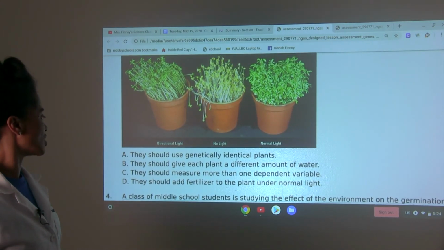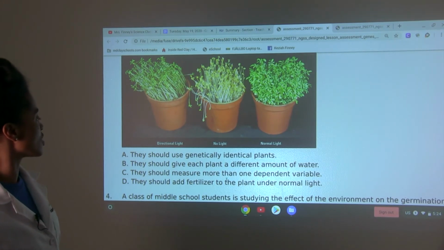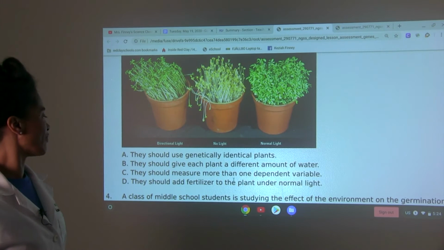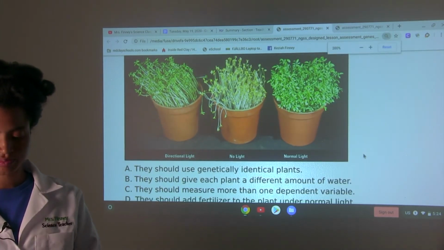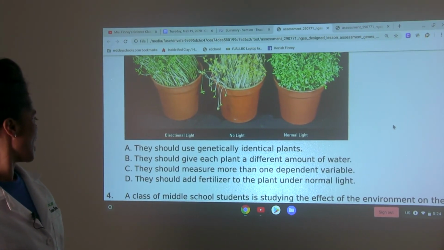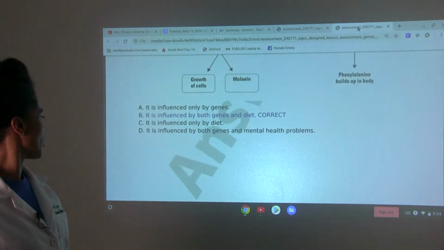A, they should use genetically identical plants. B, they should give each plant a different amount of water. C, they should measure more than one dependent variable. Or D, they should add fertilizer to the plant under normal light. All right, make your choice. A, B, C, or D? What's the answer to number 3?